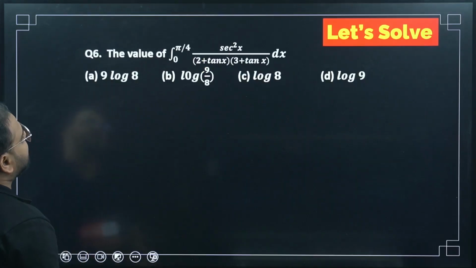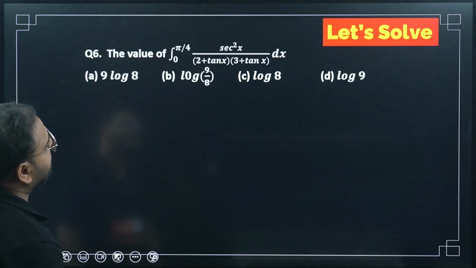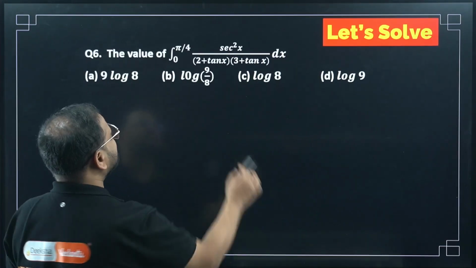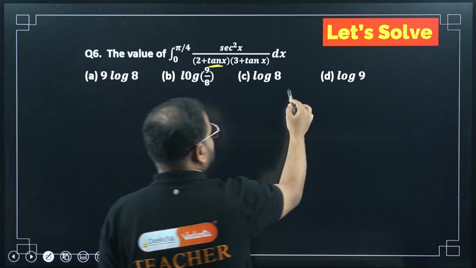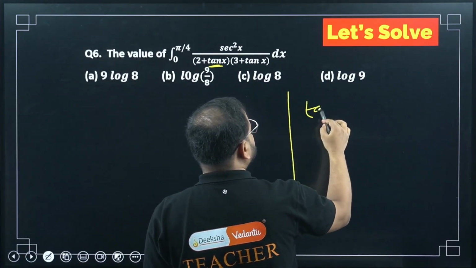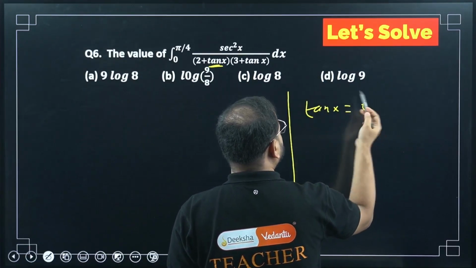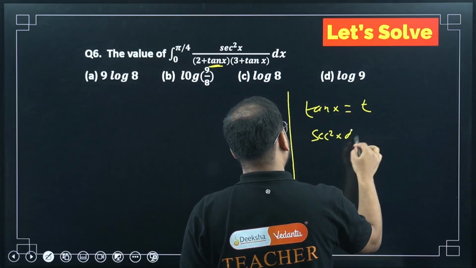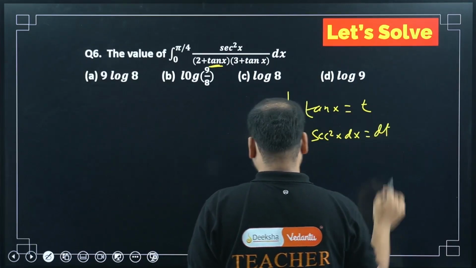Question number 6. Find the value of this. Alright, let's see what we can do. This simple question, I can take this as t. Take this substitution: tan x equals t. How much is that going to be? It's going to be sec square x dx equals dt.